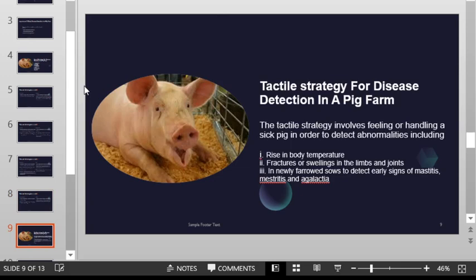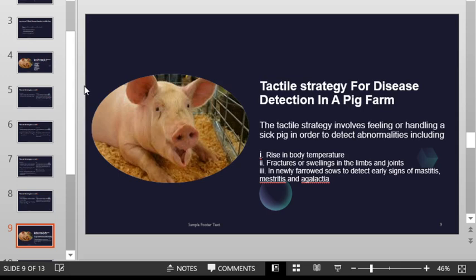Now the next strategy is a tactile strategy. So the tactile strategy simply involves feeling or handling a sick pig. Okay, it's not just about seeing or using your eyes to detect where there's sickness. You actually want to be able to feel the animal, handle the animal, and while you are doing this, of course you want to check for a rise in body temperature. So typically, just like human beings when they are sick, they usually experience a rise in body temperature. With pigs also, when they are sick, the body temperature can rise. So you actually want to be able to look out for this.